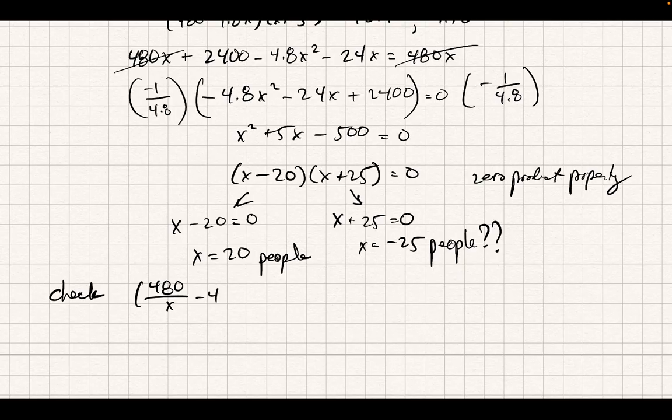Mr. Shadle, I have a question for you. When you get to negative 4.8x squared minus 24x plus 2400, couldn't you just use the quadratic equation? You can. It's an ugly quadratic equation, but not really, because then it's just 24 plus or minus the square root of 24 squared and so on. Okay, checks out. So what's 480 over 20? 24.